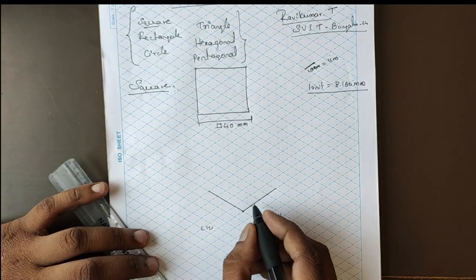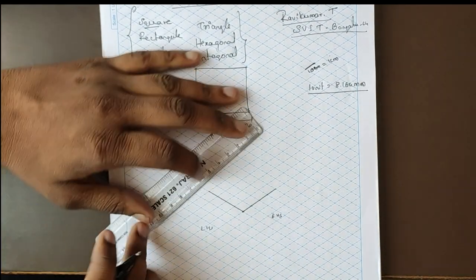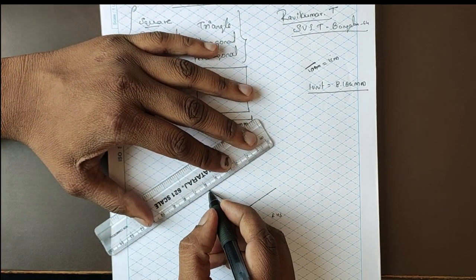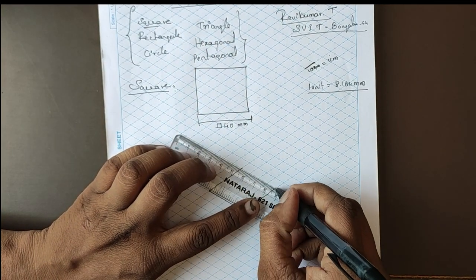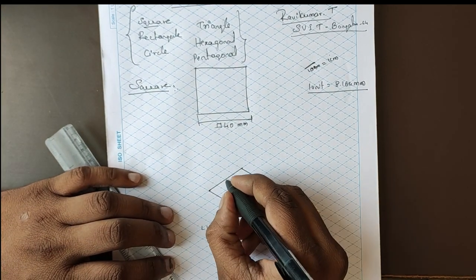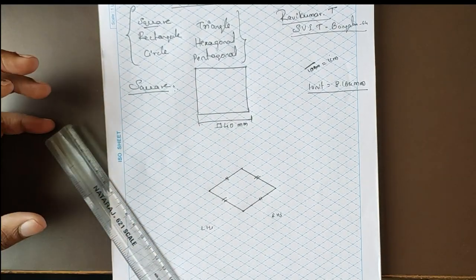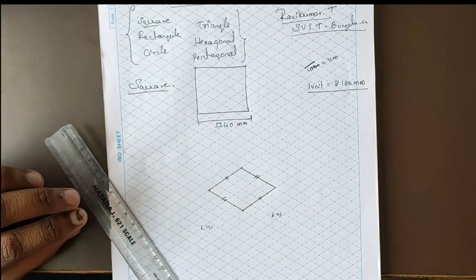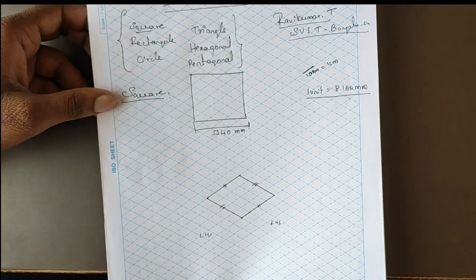Then after that you have to draw parallel lines along the other two lines. These two lines are parallel and these two lines are parallel. This is how you can construct a square in isoscale. Then similarly, how to construct a rectangle in isoscale.